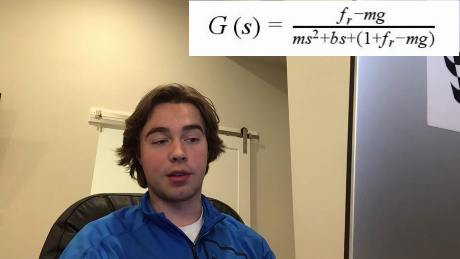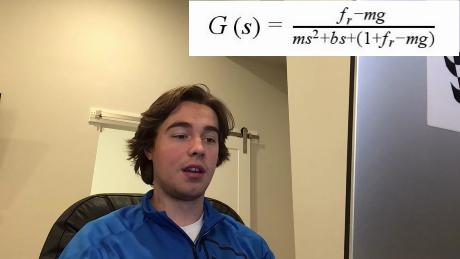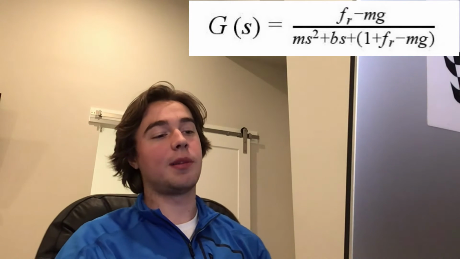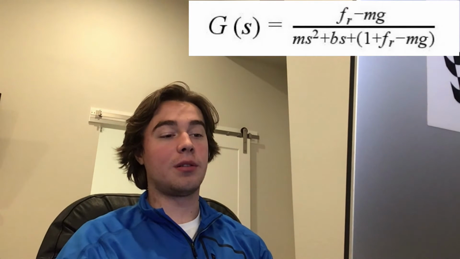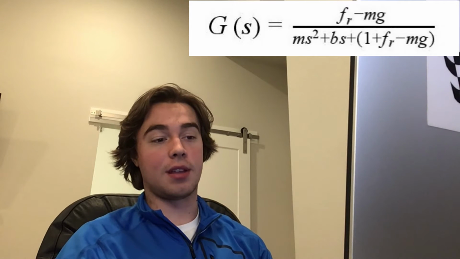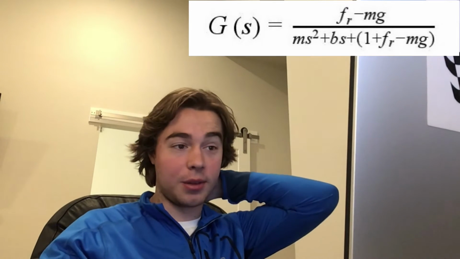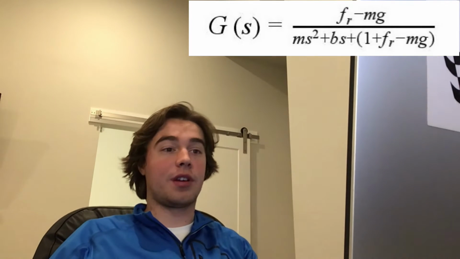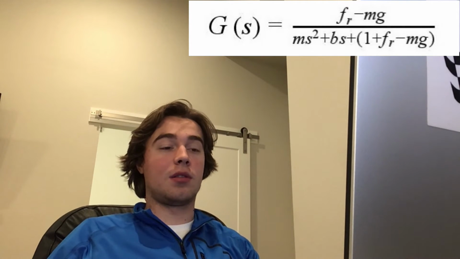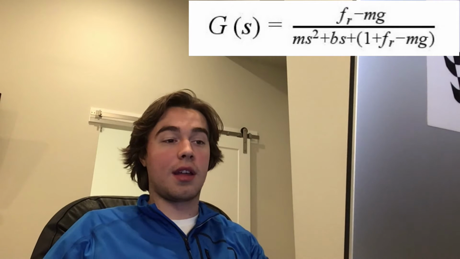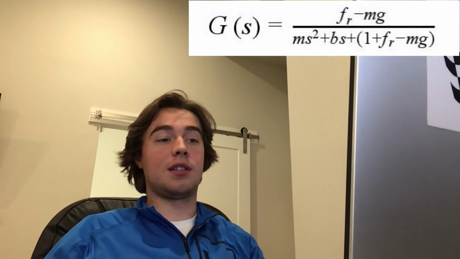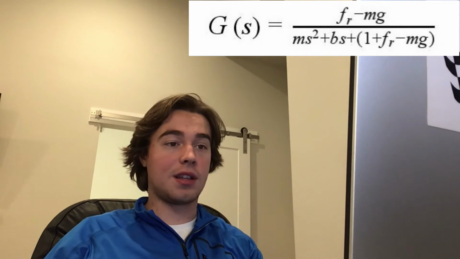G(s) equals (F_r minus m times g, which is mass times gravity) over (ms squared plus bs plus 1 plus F_r minus m times g). With this open loop transfer function, you can do a Routh array, and it shows that since there are no sign changes, it is stable.